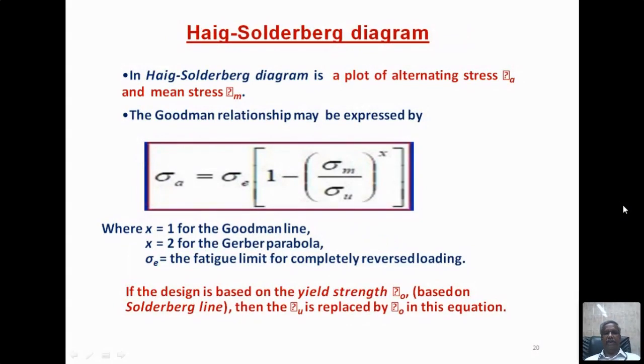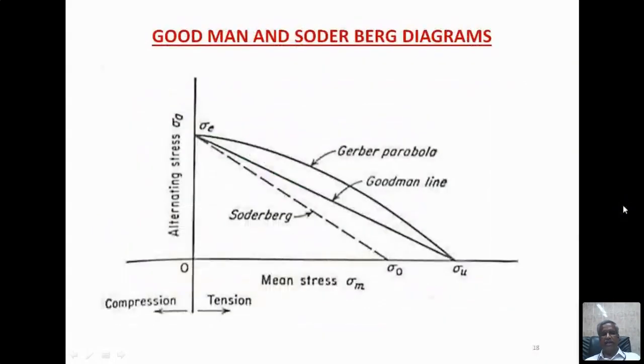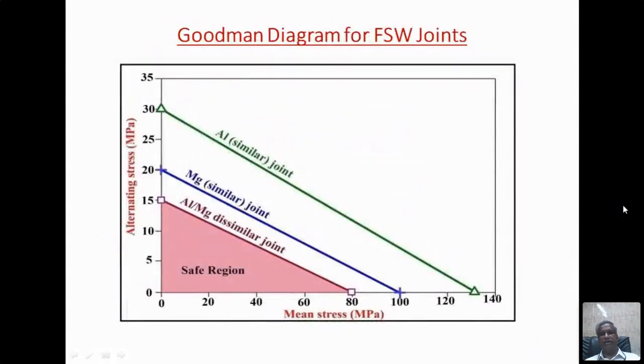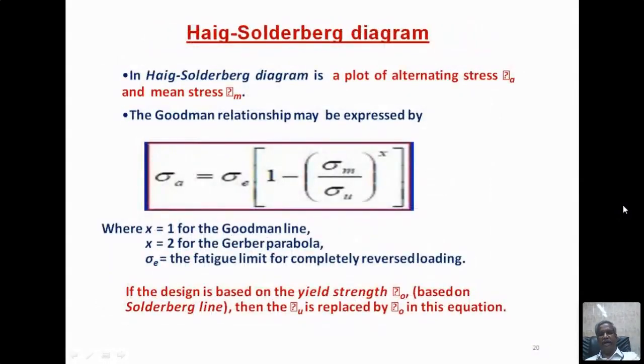And this is the equation. The Goodman line, Soderberg line and Gerber parabola can be expressed and governed by this equation. Only the exponent x will vary. Sigma max by sigma mean by sigma u. This is the endurance stress, and this is the operating stress. The operating stress is given by the fatigue stress times 1 minus the mean stress divided by the ultimate stress. In the Goodman relationship, x is 1 for the Goodman line, and for the Gerber parabola, it is 2.